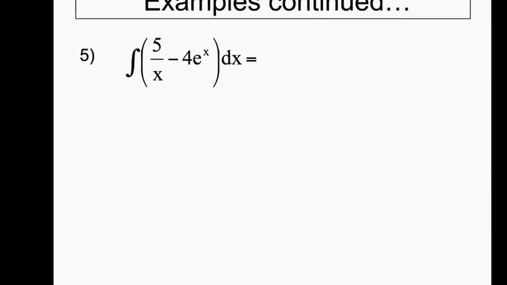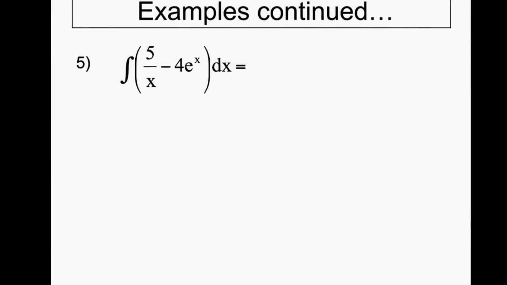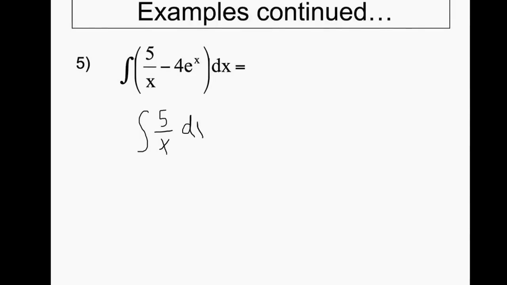Okay, let's look at this next one. You might think that the best way to do it is to split it up into two integrals, and that's certainly a good way to do that. So we can go ahead and rewrite this as the integral of 5 over x dx minus the integral of 4e to the x dx.